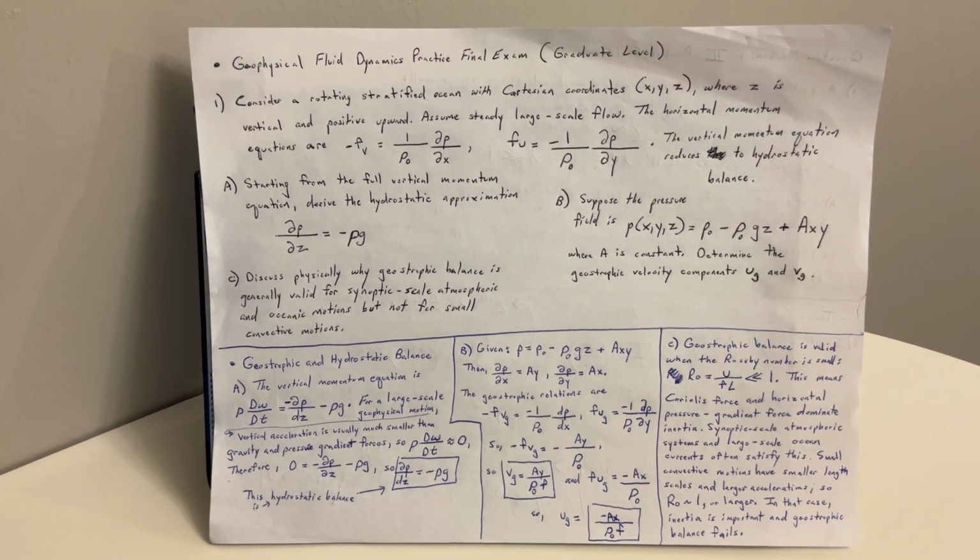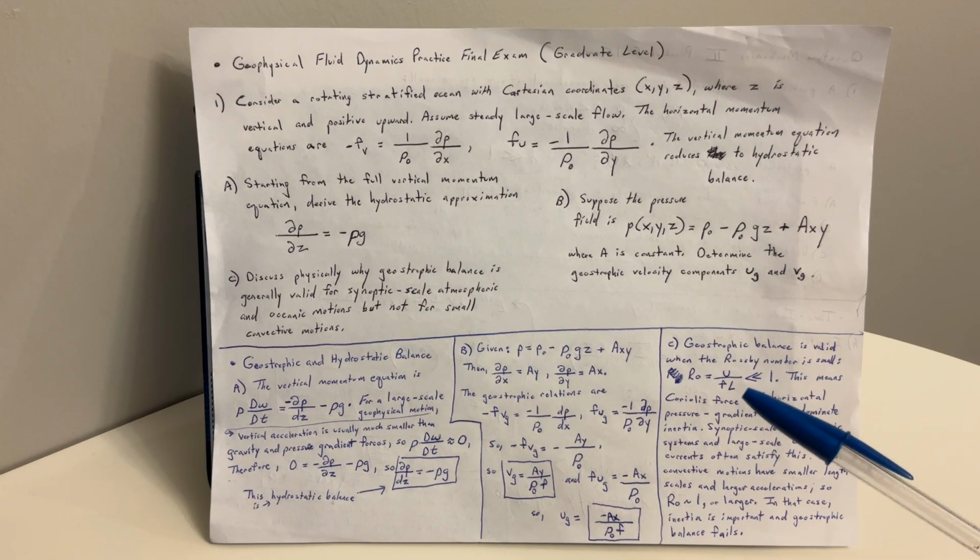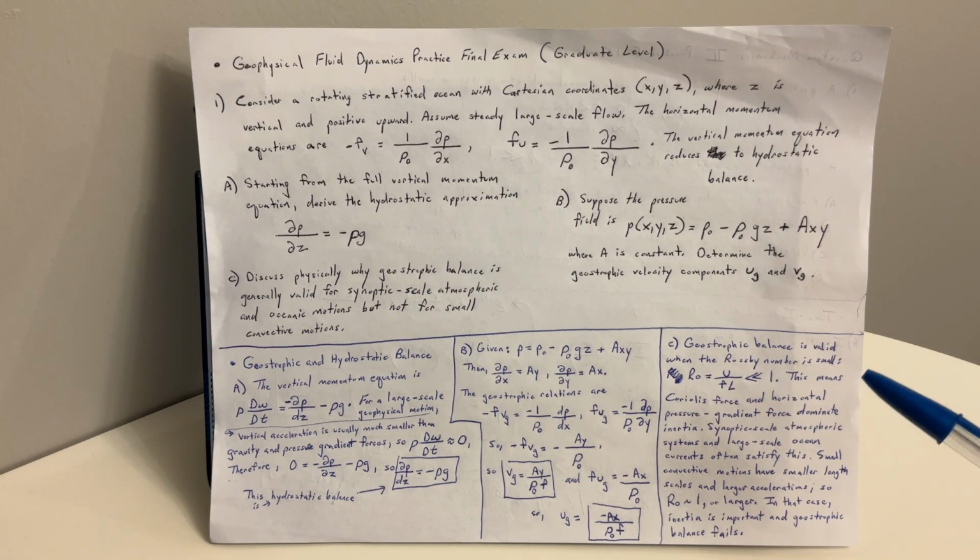And for letter C, discuss physically why geostrophic balance is generally valid for synoptic scale atmospheric and oceanic motions, but not for small convective motions. Okay, this is a good conceptual one, textbook stuff here. So geostrophic balance is valid when the Rossby number is small, Ro equal to U over fL is much smaller than 1. This means the Coriolis force and horizontal pressure gradient force dominate inertia. And you have your synoptic scale atmospheric systems and large scale ocean currents.